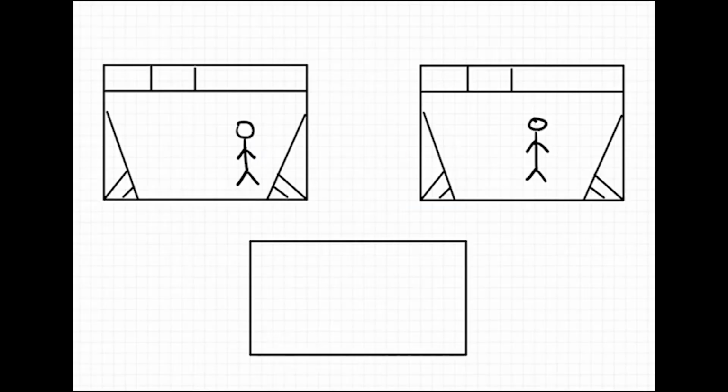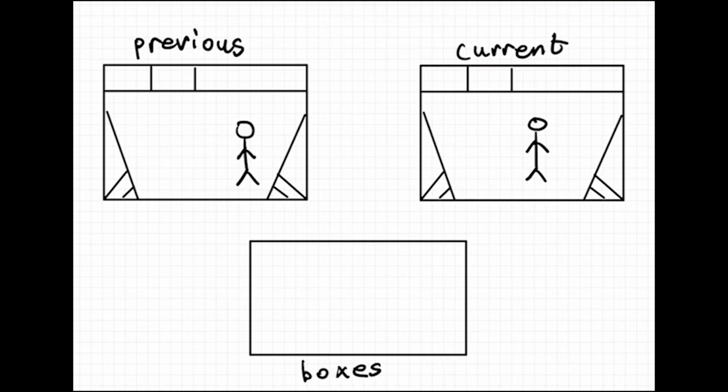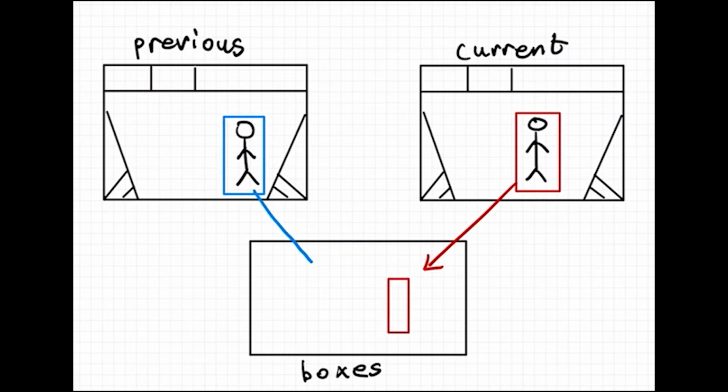The way we track the objects is by saving the previous image, then comparing it with the current image. If a box from the current frame overlaps with a box from the previous frame, we decide that they're the same object and match them together.